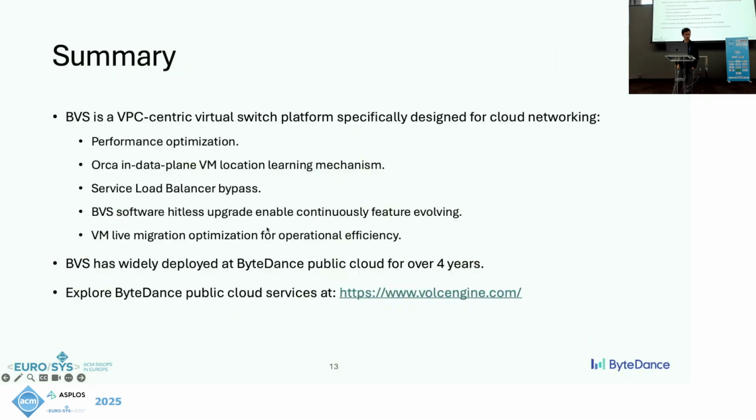Yeah. So in summary, BVS is a VPC-centric virtual switch platform we specifically designed for cloud networking, and we discussed the performance optimization in our paper, the VM location learning mechanism, the service load balancer bypass, as well as the software headless upgrade and the VM live migration. BVS has been widely deployed at ByteDance for over 4 years. If you are interested, you can explore the ByteDance public cloud services at volcanoengine.com. Yeah, thank you. That's all I have.